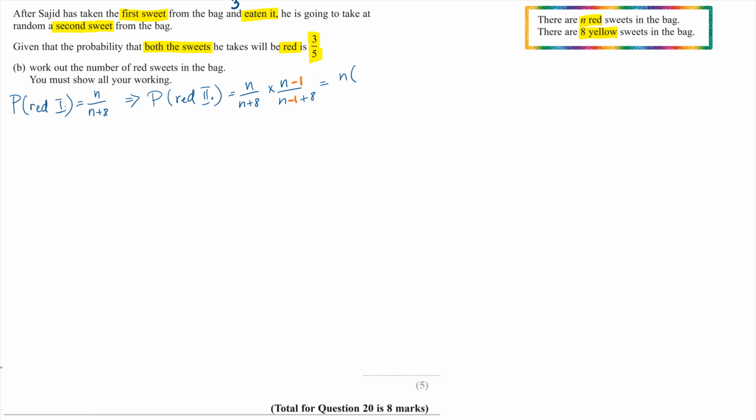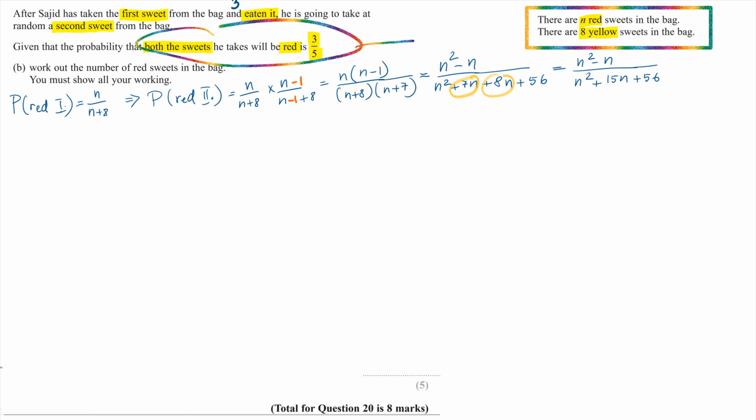This is equal to n times n minus 1 over n plus 8 times n plus 7, which equals n squared minus n over the expanded bracket. Multiplying out the bracket, n times n is n squared, n times 7 is 7n, 8 times n is 8n, and 8 times 7 is 56. Simplifying this further, we have n squared minus n over n squared plus 15n plus 56. It is given that this is equal to 3/5.